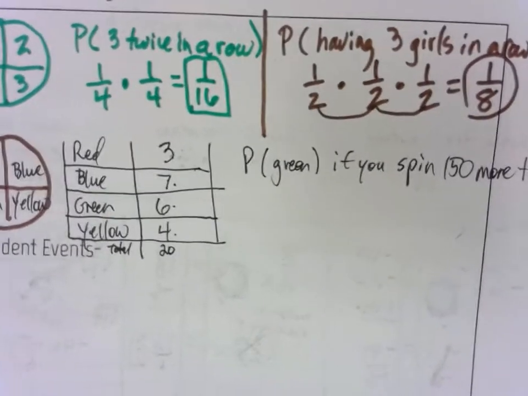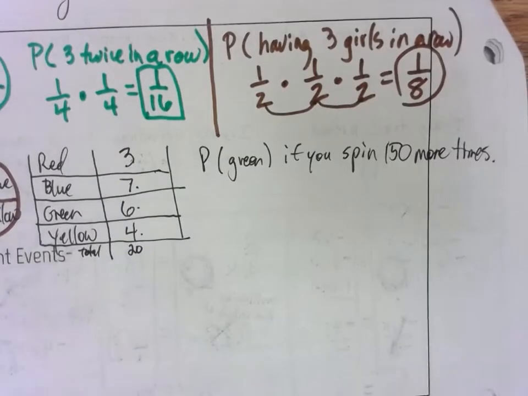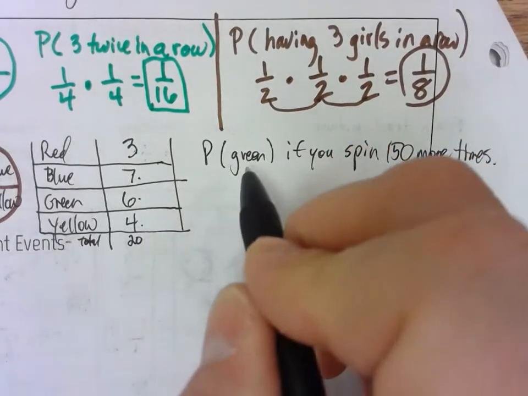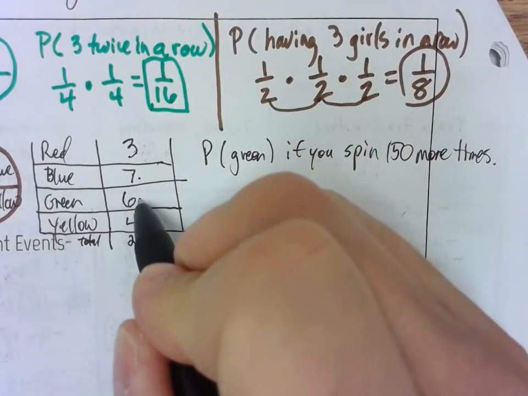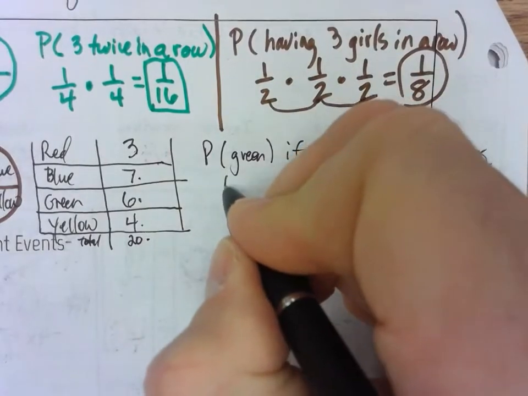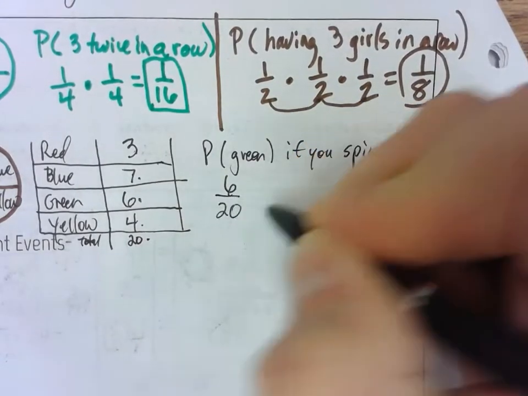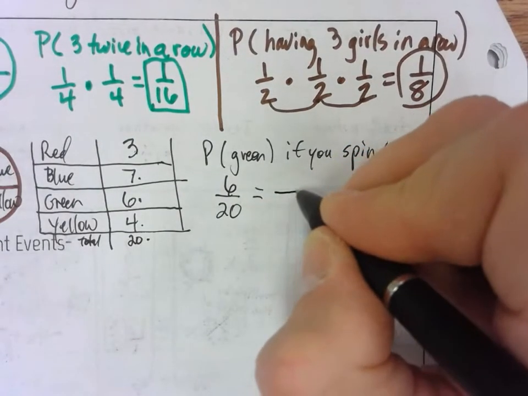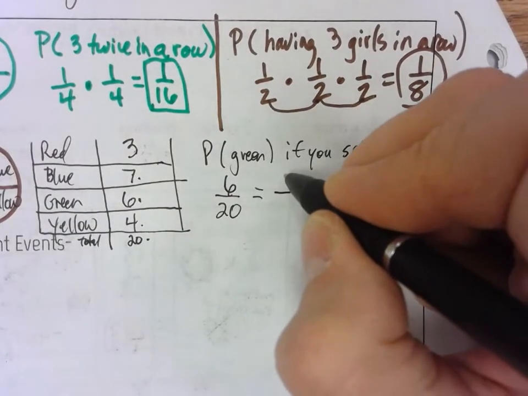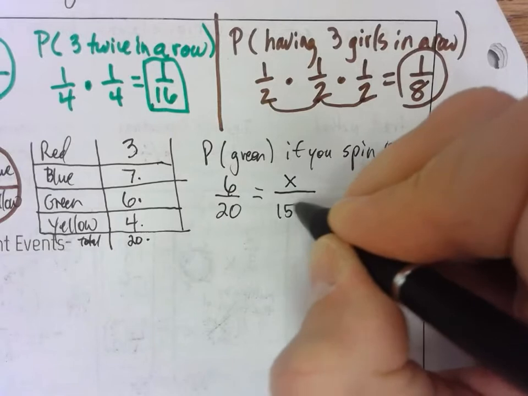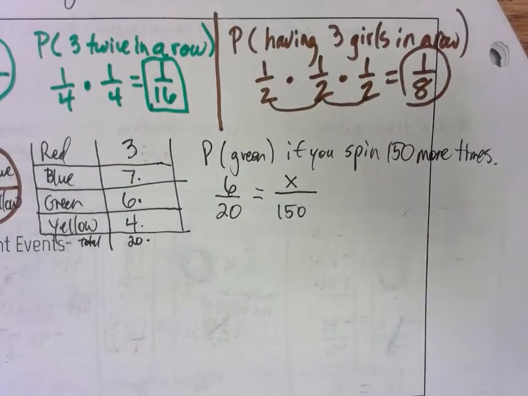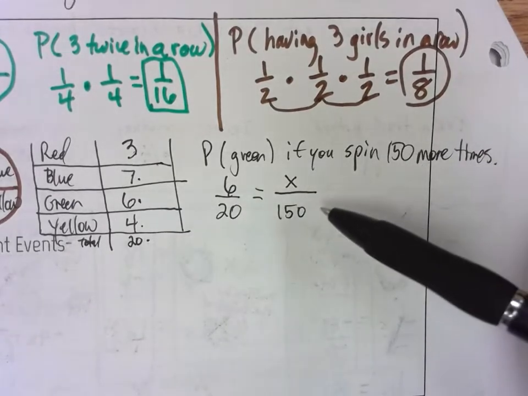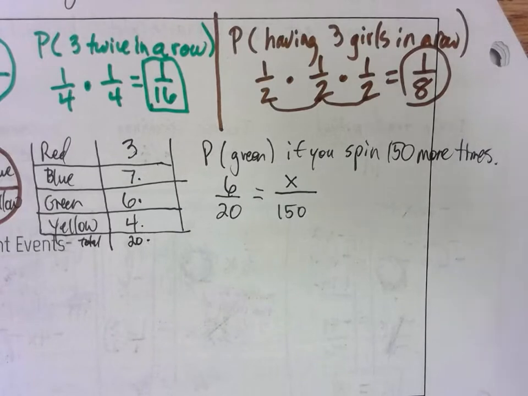Okay, so, can you see that all right? Let me move that up a hair. At the moment, we know from our experimental results, how many times did we get green? 6, out of how many total? 20, okay, so you want to start there. You want to write that as your first ratio, 6/20. Now it's asking, if you spin it 150 more times, how many times are you going to get green? So that would be X over 150. So we're going to set up a little proportion just like that, okay? We spun green 6 times out of 20, and now we want to know how many times, if we did it again, we would expect to get it out of 150.